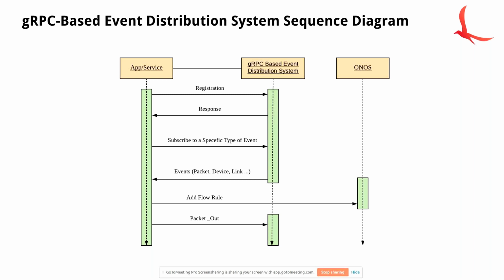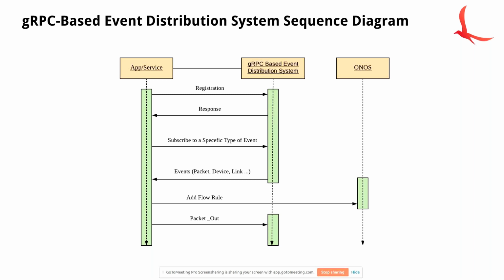Then each of the apps can subscribe to a specific type of event. For sure, an app can subscribe to multiple types of events, or multiple applications or services can subscribe to a specific type of event. After that, the gRPC server, which is running in the controller, starts streaming events, which can be packet events, device events, or link events, to the external app and service.